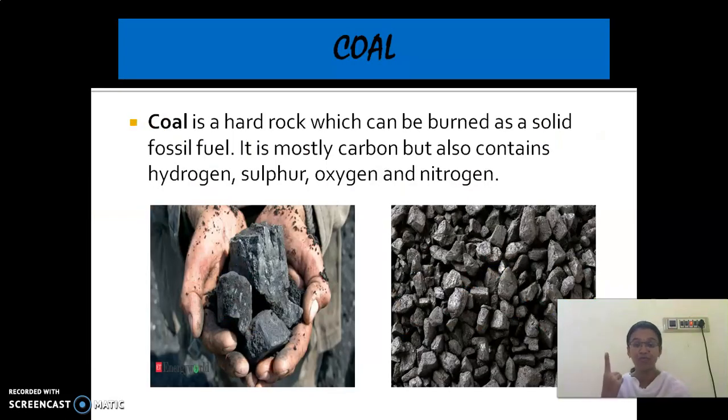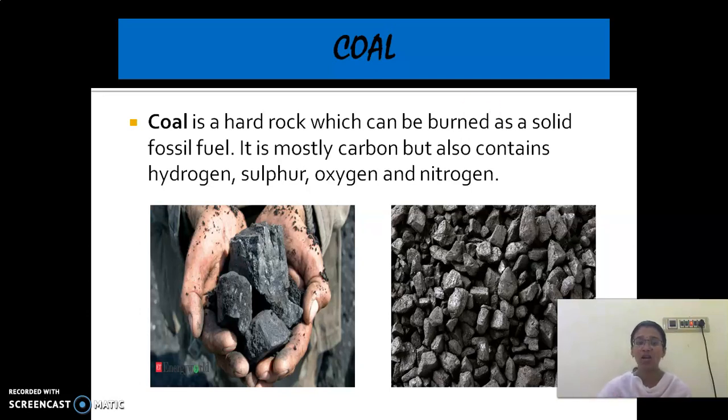The first one is coal. Where is the coal station located in Tamil Nadu? Very good. Neyveli Lignite Corporation, which is in Neyveli. Yes. Coal is a hard rock and it is burned to get electricity. When it is burned, water is passed through it, and the water evaporates at high pressure and steam is produced. The steam produced there is used to produce electricity.